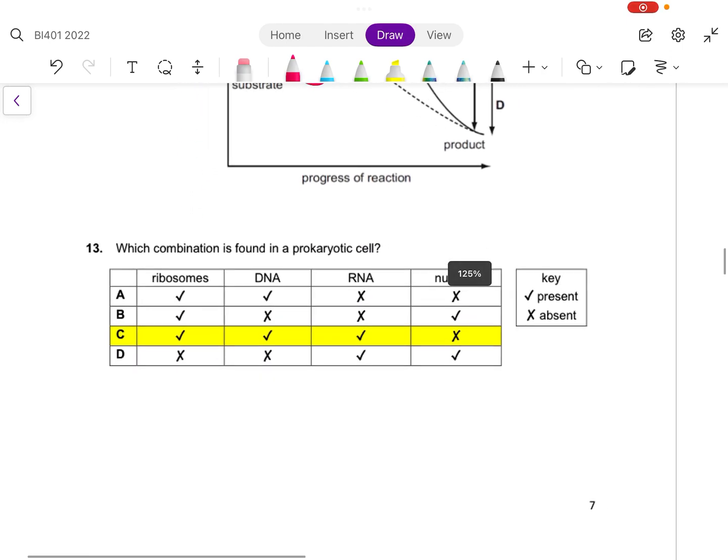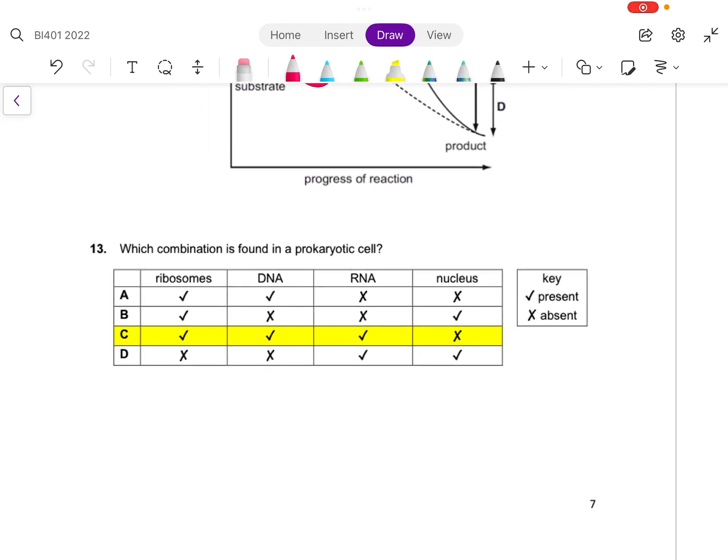Let's go to 13. Question 13 is a question on comparison of prokaryotic and eukaryotic cells. They're asking you which combination is found in prokaryotic cell. The word prokaryote means that it does not come with a nucleus. Okay, no nucleus. But other than no nucleus, if we broaden the idea of it, in prokaryotic cells, they have no membrane-bound organelles. Means there's no endoplasmic reticulum, there's no Golgi apparatus at all.